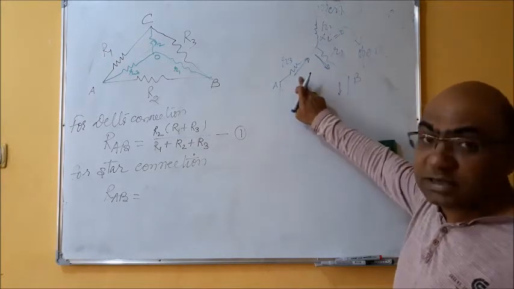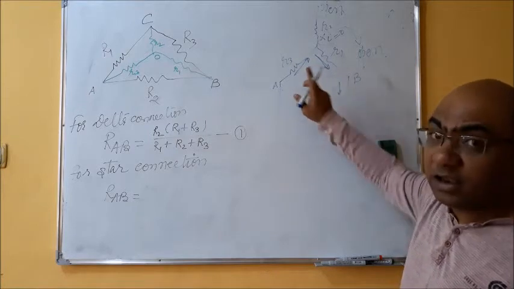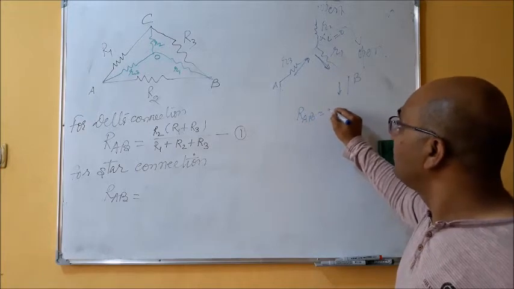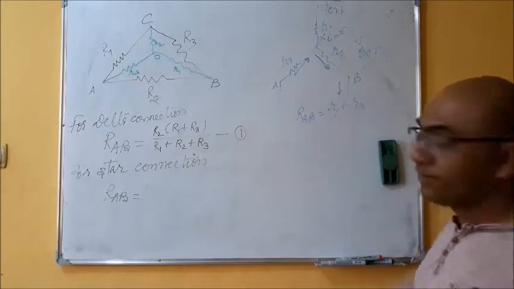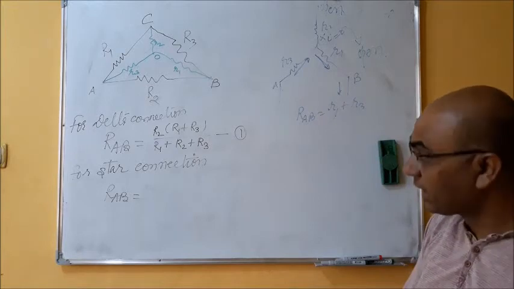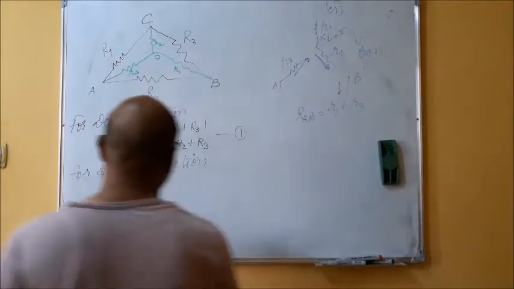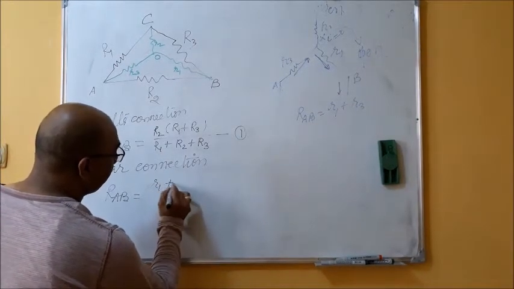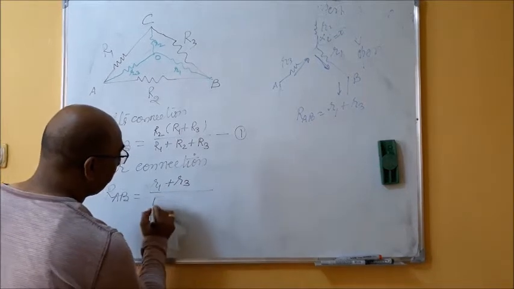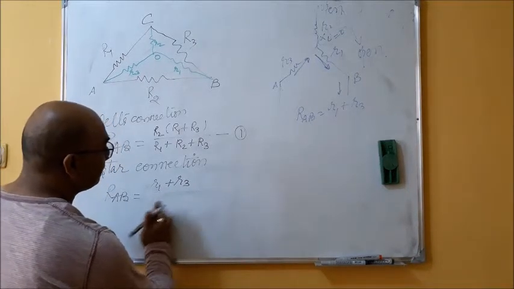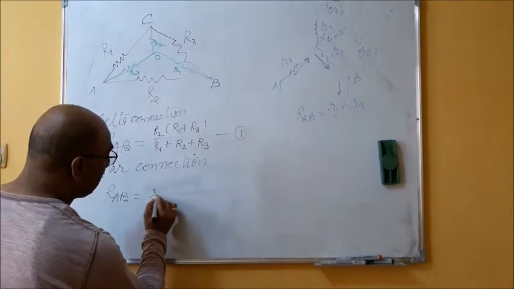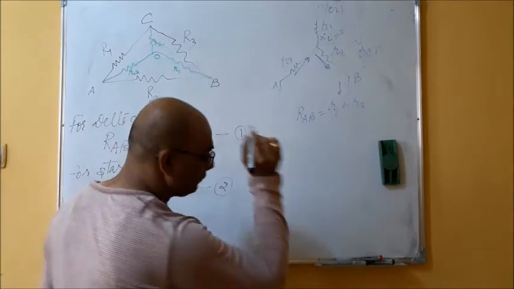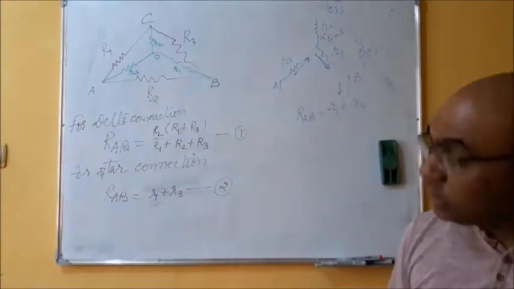So this means since the same current is in R1 and R3, R1 and R3 are in series, and hence Rab is R1 plus R3. Right? So what I get? I get R1 plus R3, equation number, right?